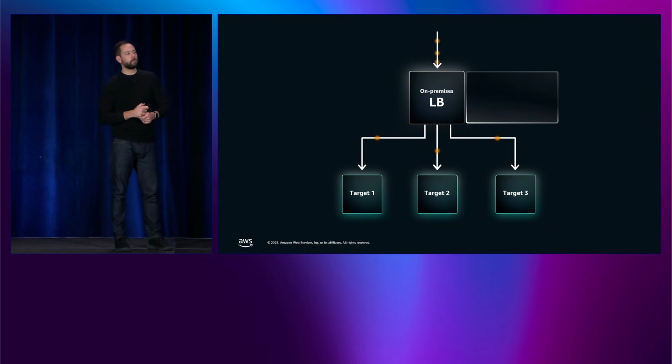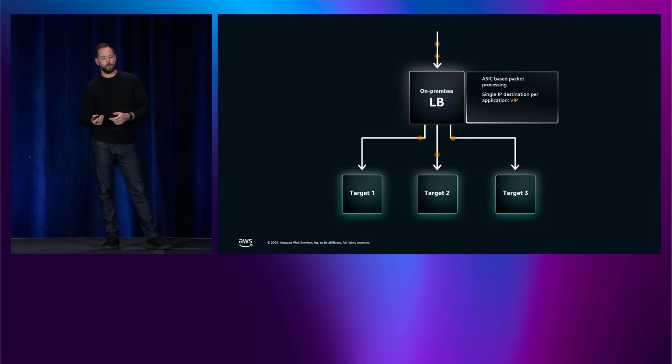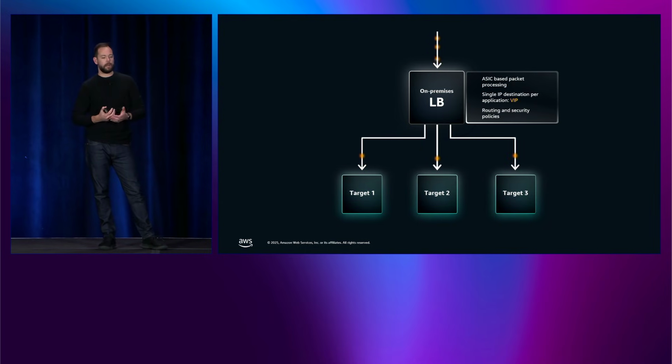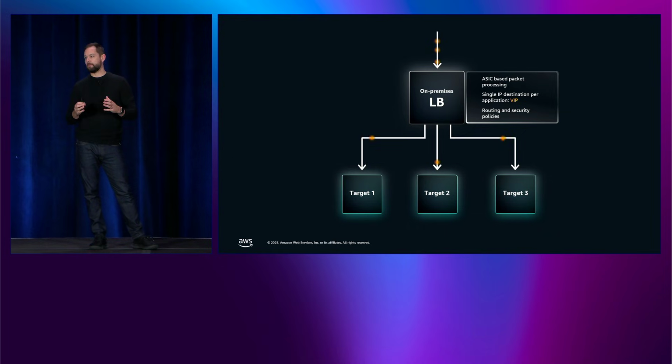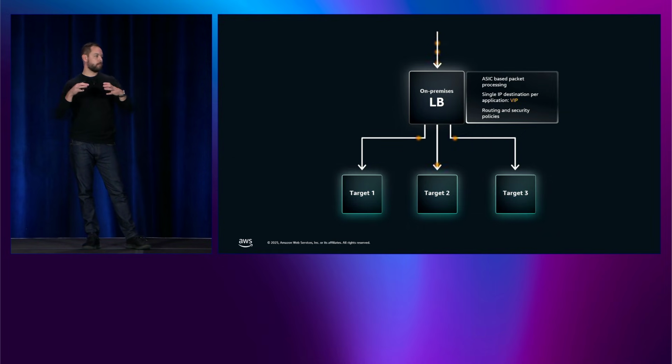Now, in a typical on-prem environment, the on-prem load balancer has things like ASIC-based packet processing, so it's highly performant. It's generally a lot of functions put into one device, into one piece of metal that sits inside a rack. There's typically one IP destination called a virtual IP, which is the single destination for traffic. So you have a DNS request, it resolves to that VIP or that virtual IP. The load balancer then spreads load across those three targets.